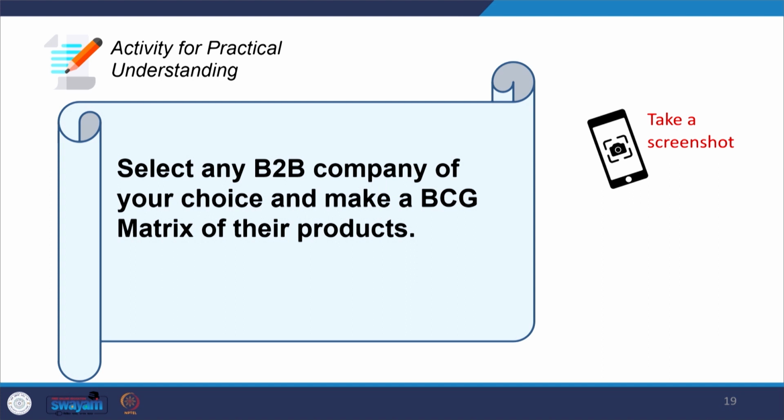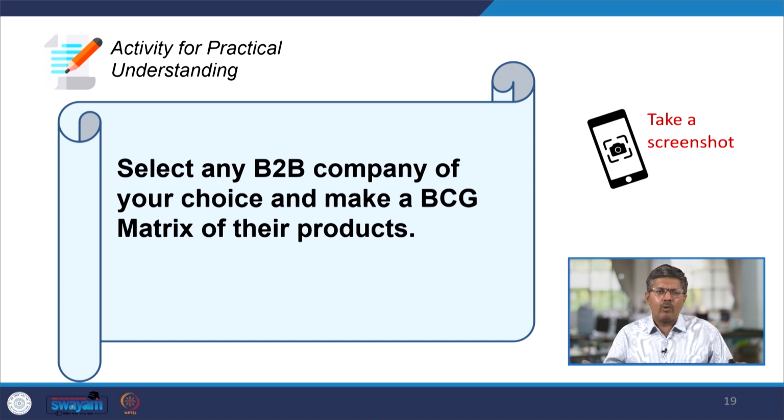Take a practical example: select any B2B company of your choice and make a BCG matrix of their products. By doing this you will understand how you can categorize different product categories or product heads into various headings, just by understanding how much market share I have and how much profit. This can help managers in a big way, as they can easily remove those unrequired or non-profitable businesses and put more funds into those businesses which are doing better.